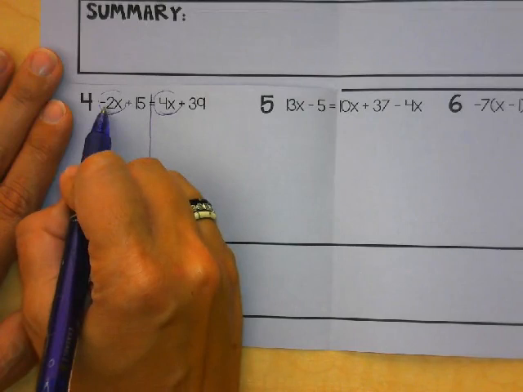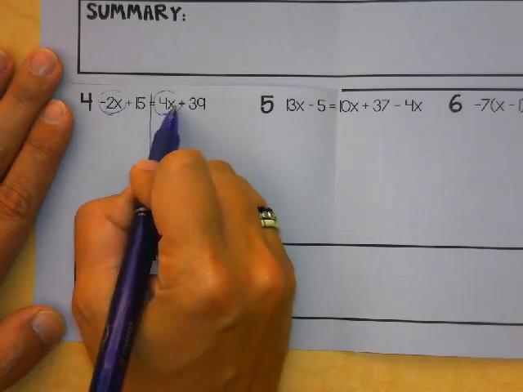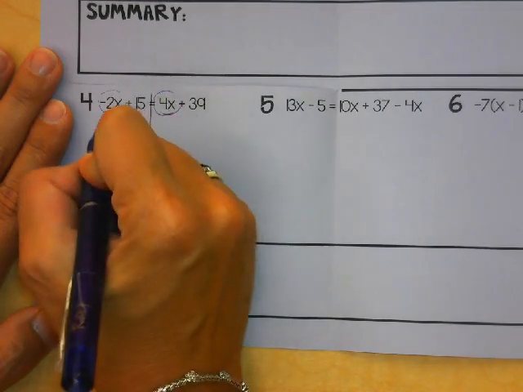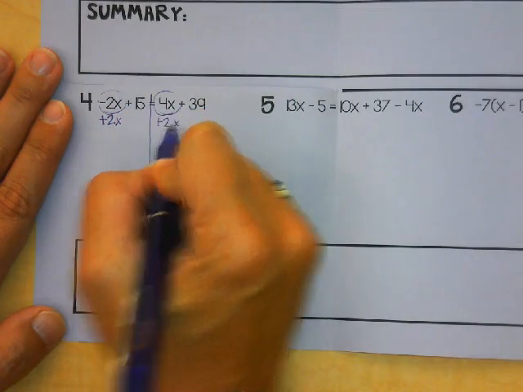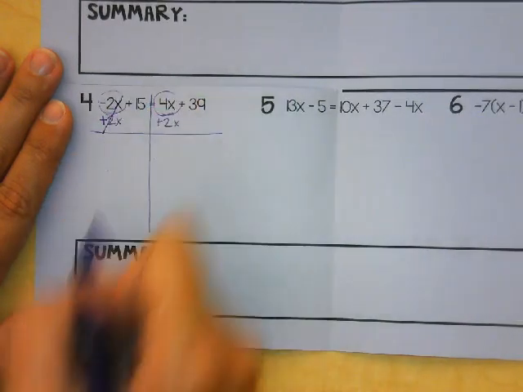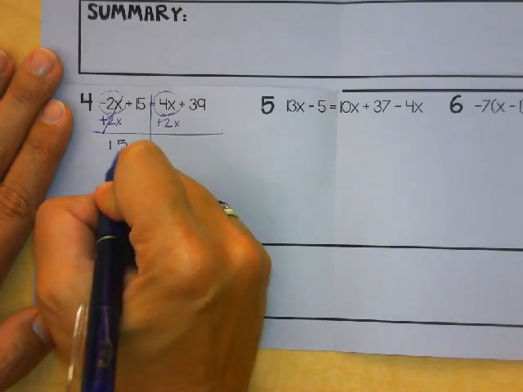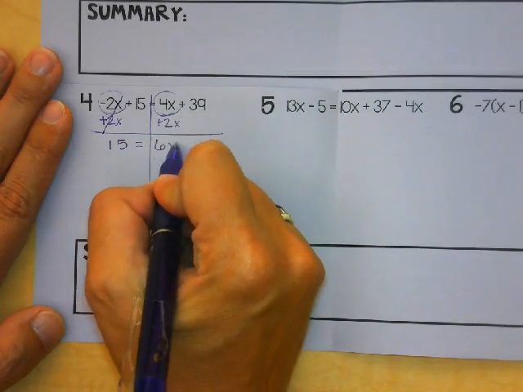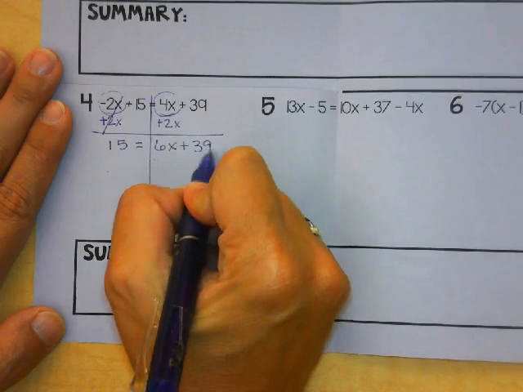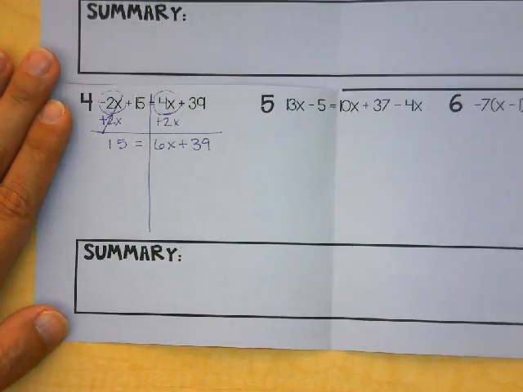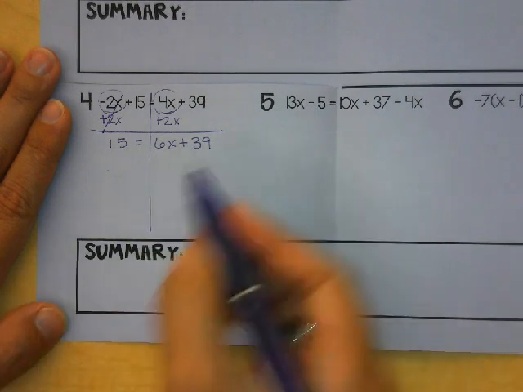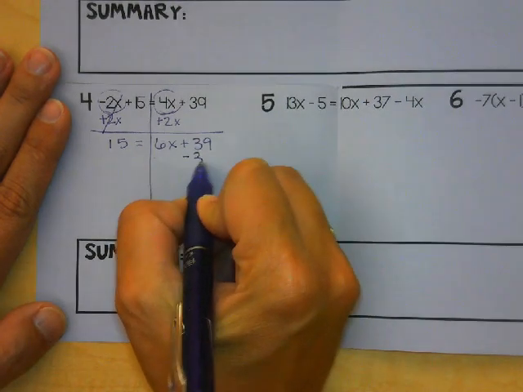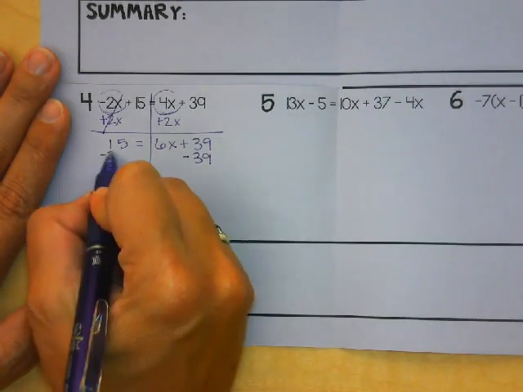So if I have a -2x on this side and I'm going to move it over here, I need to do the inverse, which is add 2x. And remember, what you do on one side, you always do on the other. So now I have 15 is equal to 6x plus 39. And now this looks very nice. It is a two-step equation like we've solved for several years now. I can do the inverse of addition, subtraction.